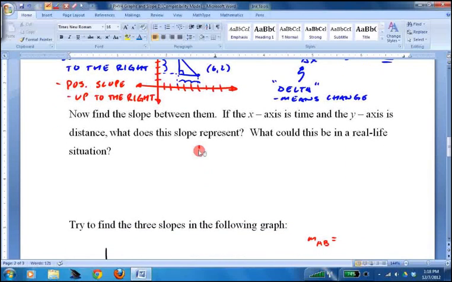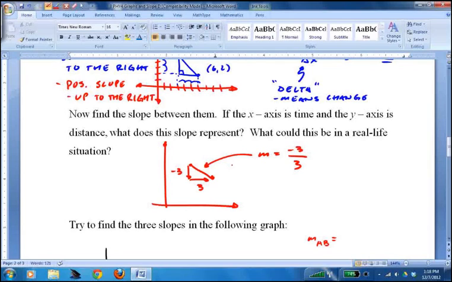And let's take a look at this. We ended up saying, well, actually, we'll do it again without going into all the details, that it goes down 3 and over 3. And the slope equals -3 over 3.